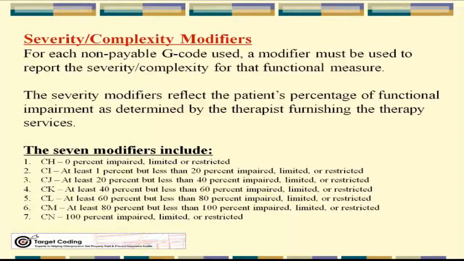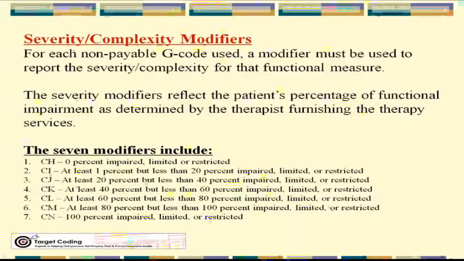So what functional limitation G code are we going to use now? With a 25% impairment, the current status is G8978, CJ with the GP modifier. Walking and moving around, projected goal, G8979, CI. That was the same as the first visit. That's okay. It's okay to have the same projected goal on the 10th visit as the first visit.